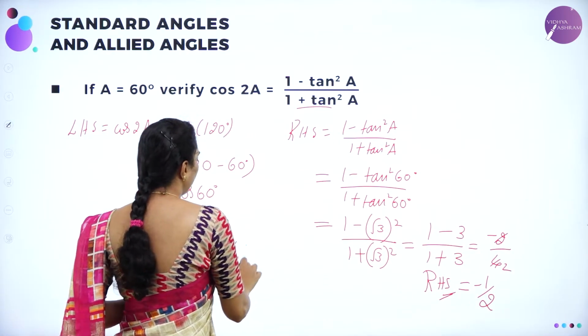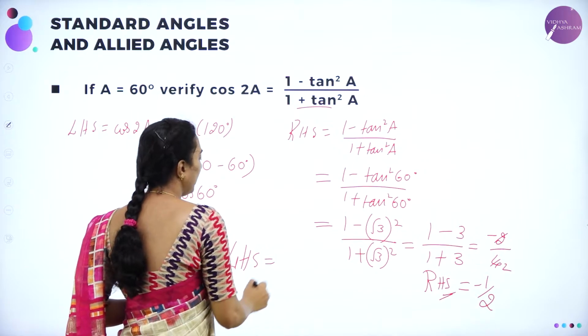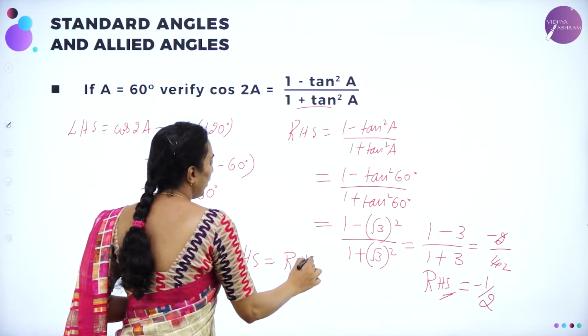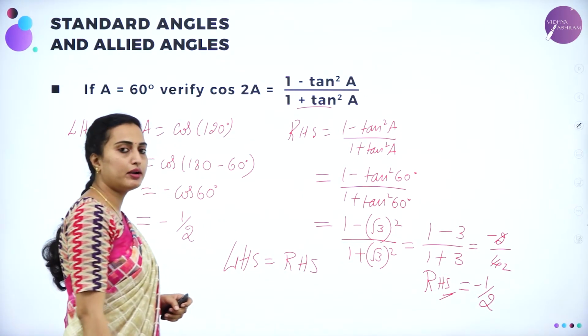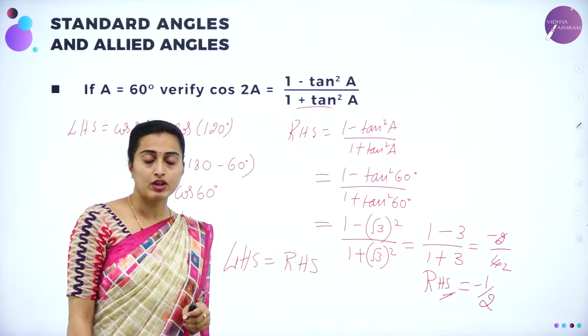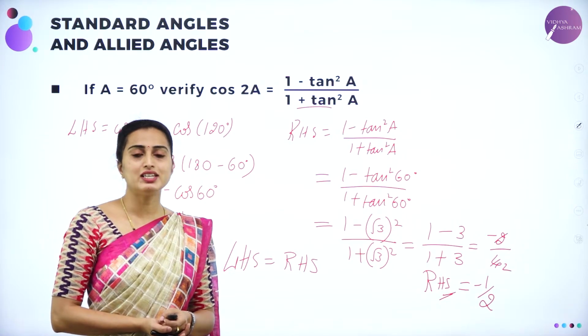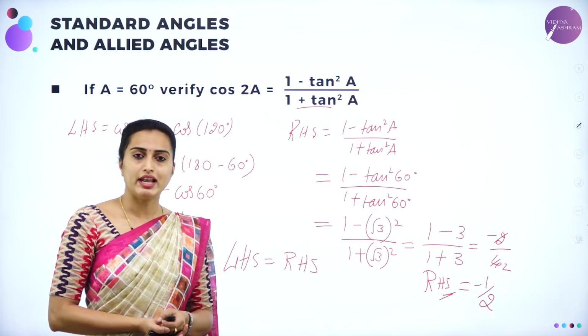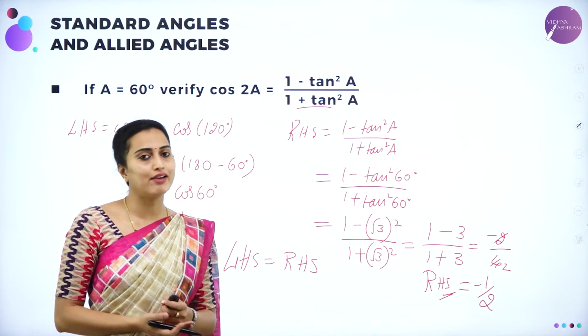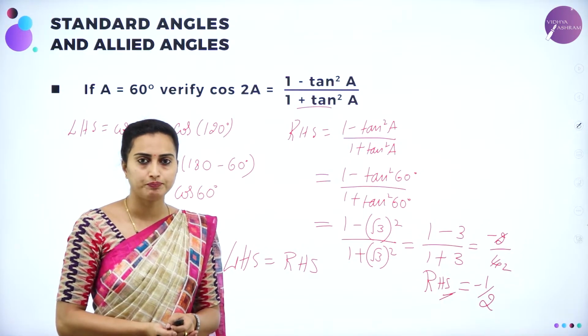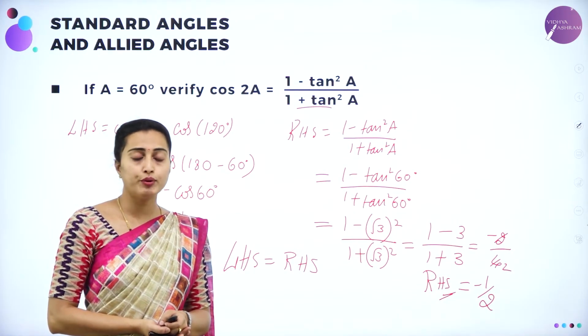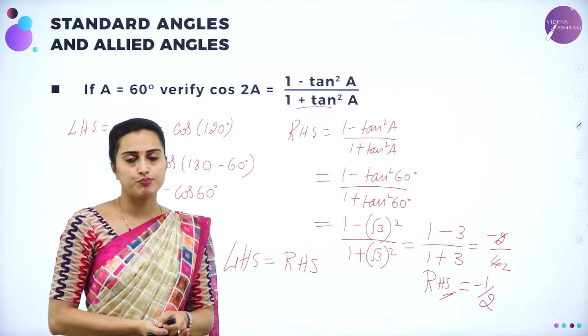Therefore, you can have LHS, which is cos 2A, written as 1 minus tan squared A divided by 1 plus tan squared A. All these formulas, dears, you have to remember because they are useful in solving next level problems. Understood? Okay, dears, I hope you got this one. We'll move on to the next problem.